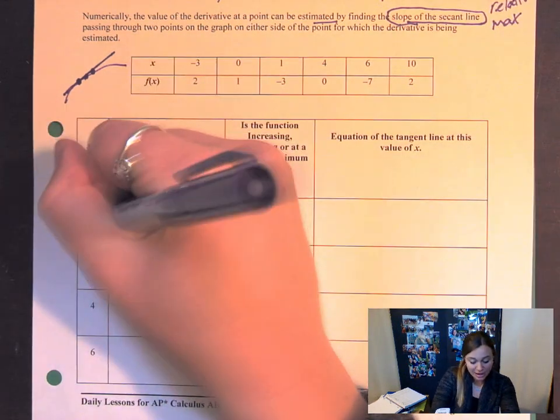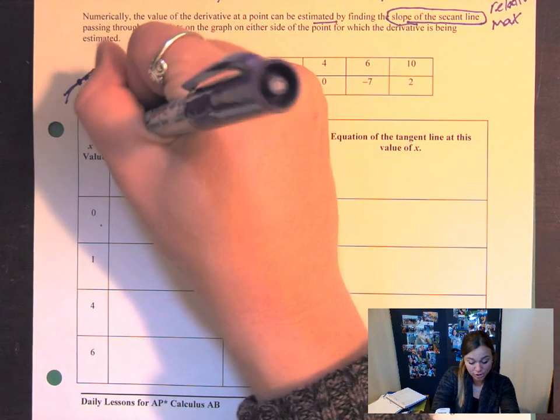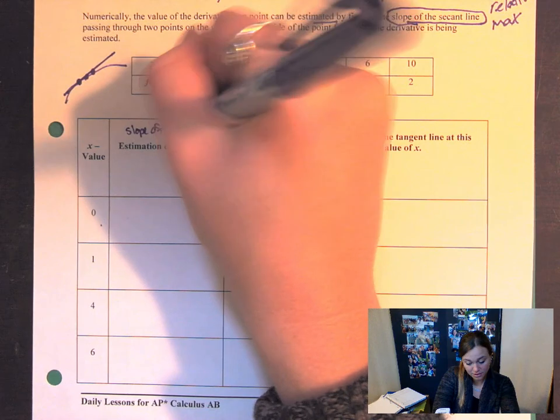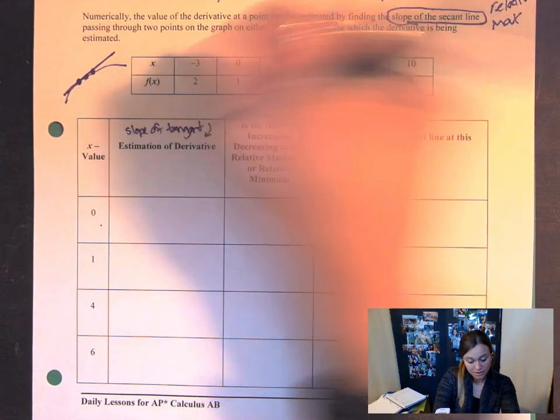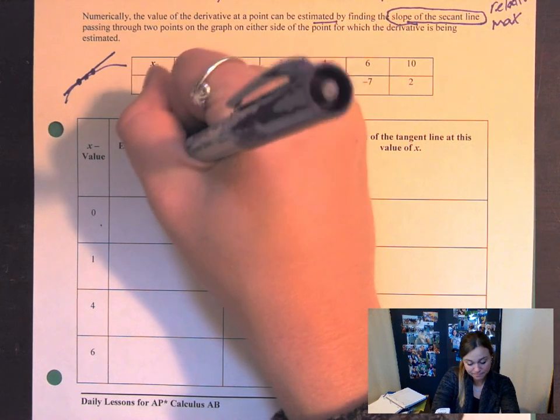So if I want to find the estimation for the derivative, which we know is the slope of the tangent, to estimate this, I'm going to find the slope of the secant.